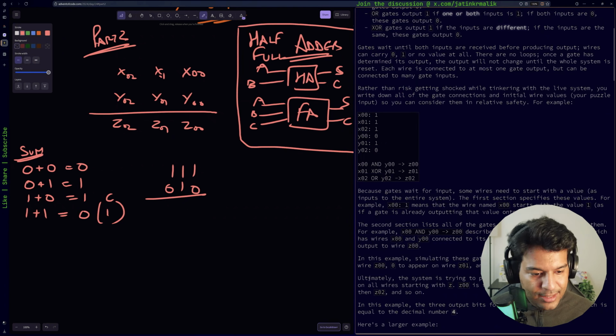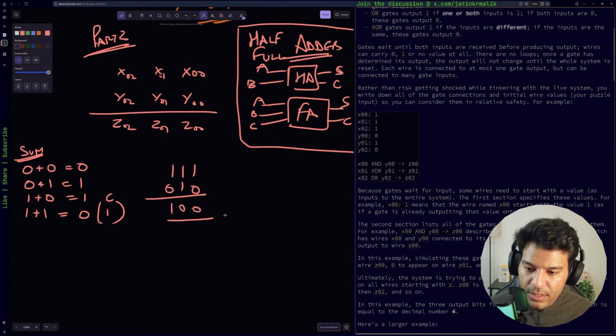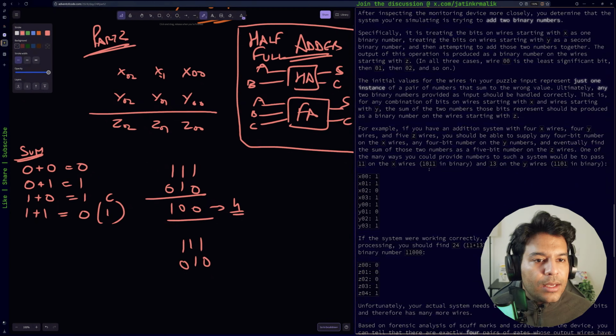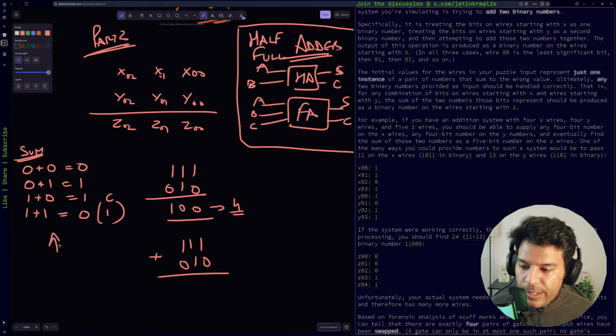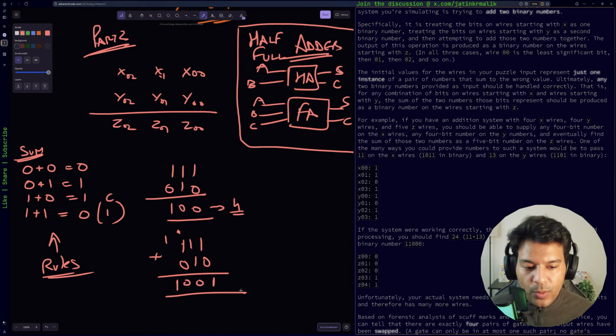In this case, the answer in part 1 was coming as 100, which was 4. But if I do this myself, I think that's what the question is saying. In all these cases, the initial value is just one instance, and that sum gives the wrong value. So let's do the sum ourselves following the rules that I showed you. 1 plus 0 would be 1, and 1 plus 1 would actually be 0, which will carry over the 1 here. And 1 plus 1 would again be 0. 0 plus 0 would be 0, with the carry here. And actually, the answer should have been 1001.